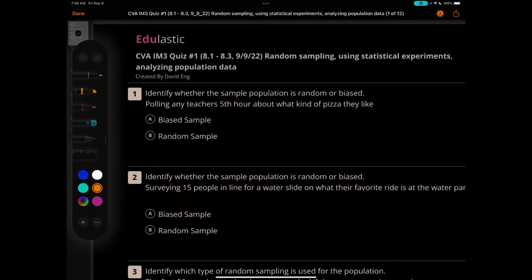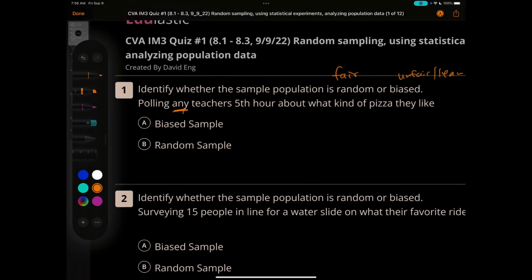Question number 1, identify whether the sample population is random or biased. Polling any teacher's 5th hour about what kind of pizza they like. So random means fair, and biased means unfair or pushes you to lean towards one thing. Well, this one says any teacher with 5th hour, or 5th period, about what kind of pizza they like. Am I only selecting certain teachers, like males or females, or only teachers with the last name A, or older teachers versus younger teachers?